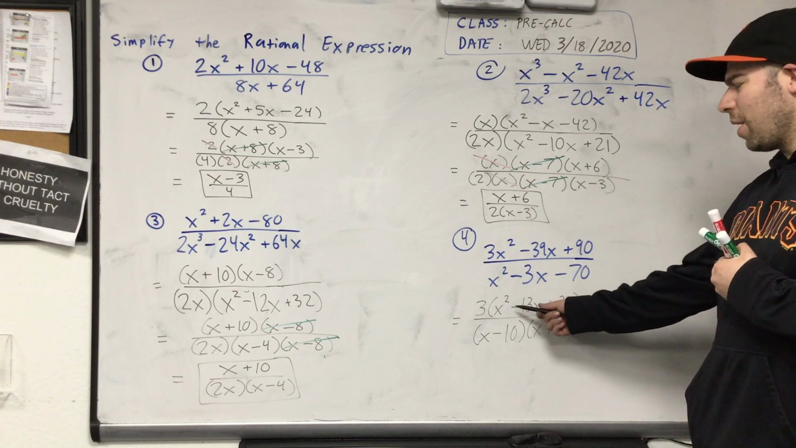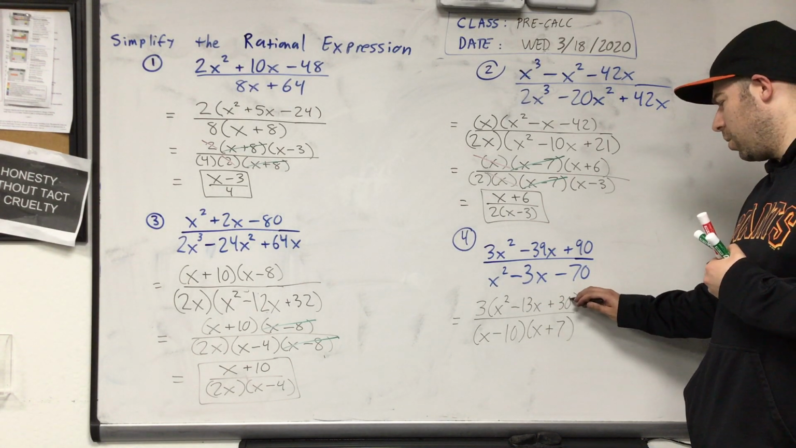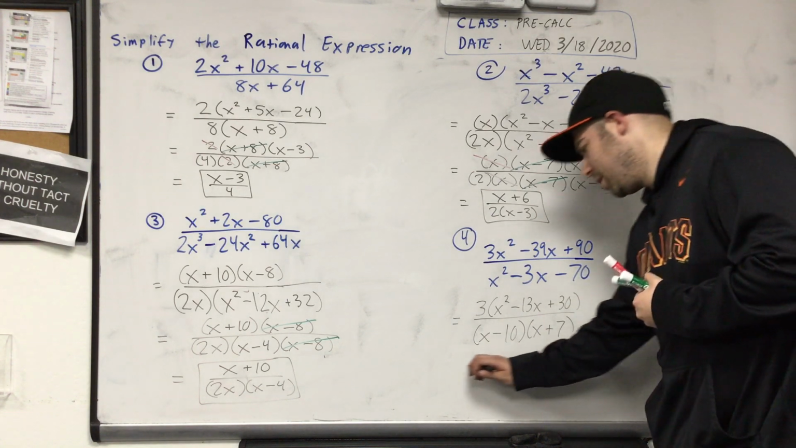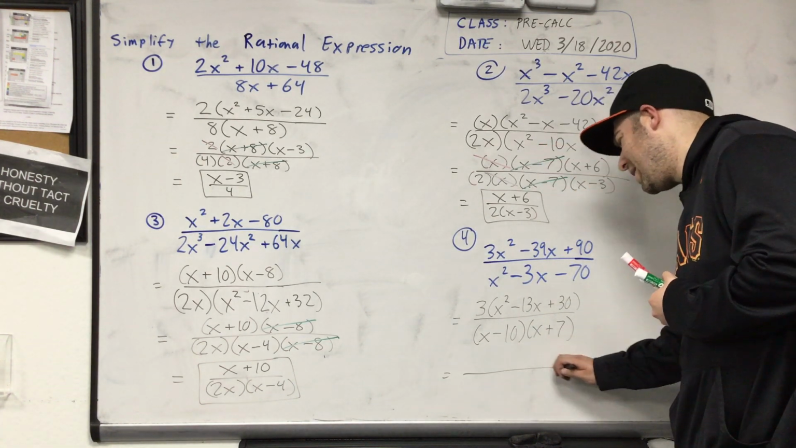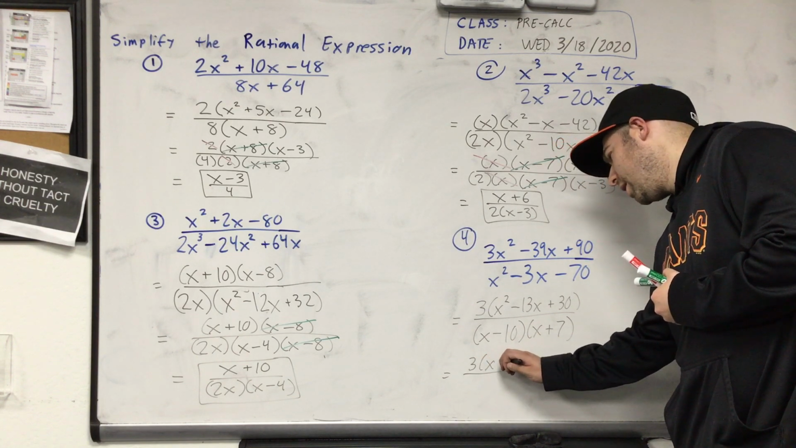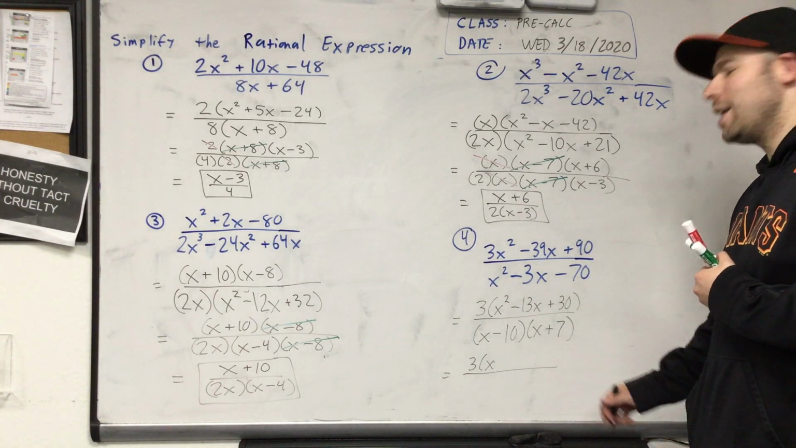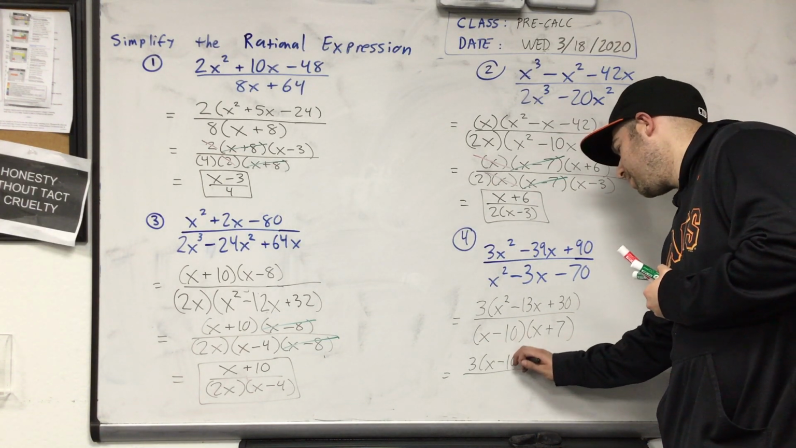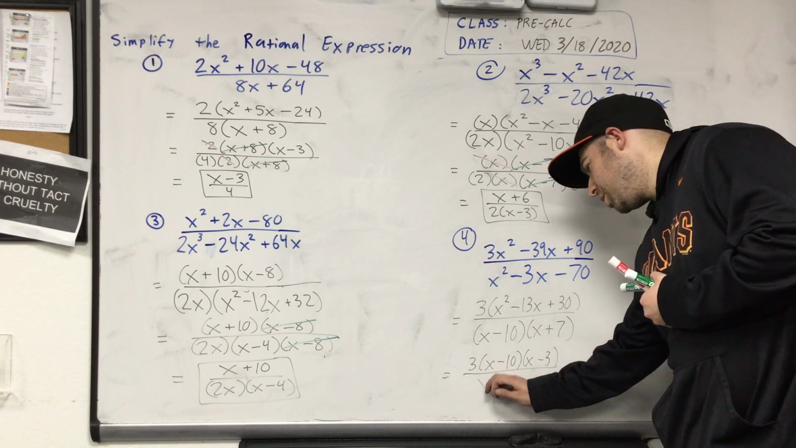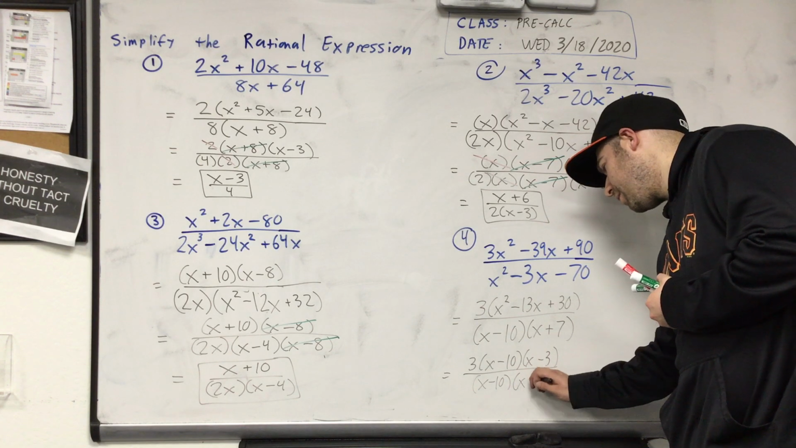But now I got to factor out this part, x squared minus 13x plus 30. So now, what 2 numbers multiply to positive 30 and add to negative 13? Well, that has to be a negative negative combination, so that has to be negative 10, negative 3. X minus 10, x minus 3. So we've got x minus 10 times x plus 7.